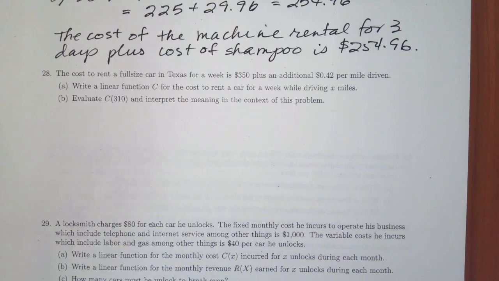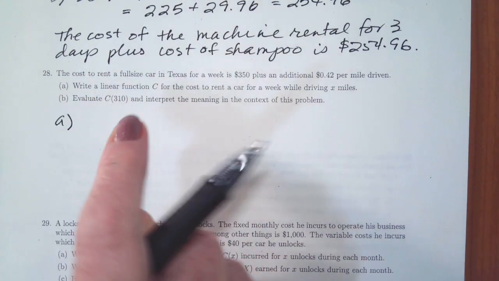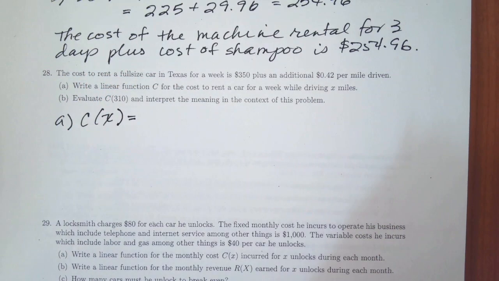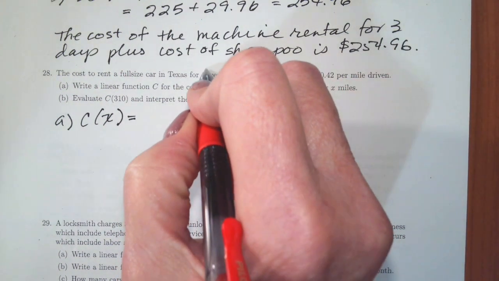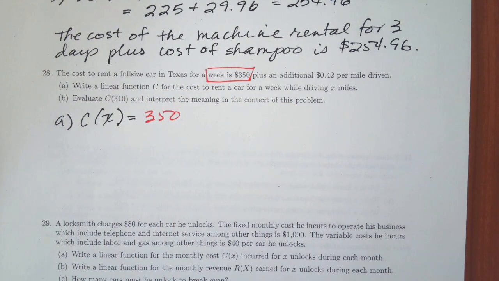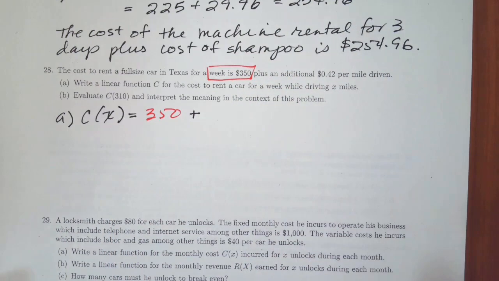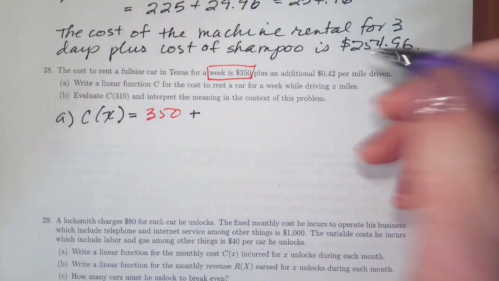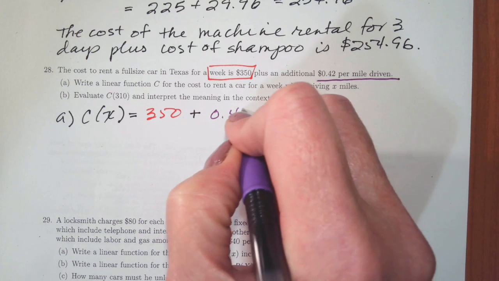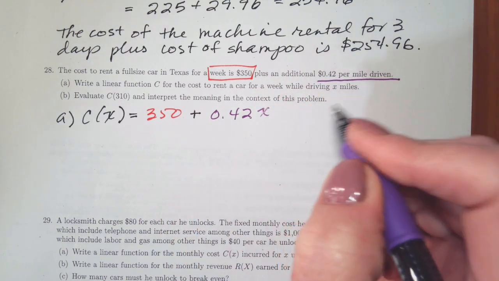Okay, 28. The cost to rent a full-size car in Texas for a week is $350 plus an additional 42 cents per mile driven. Okay, so for part A, write a linear function for the cost. So C of X for a week is 350 while driving X miles. So this is 42 cents per mile driven. So that's 0.42, and X is the number of miles.